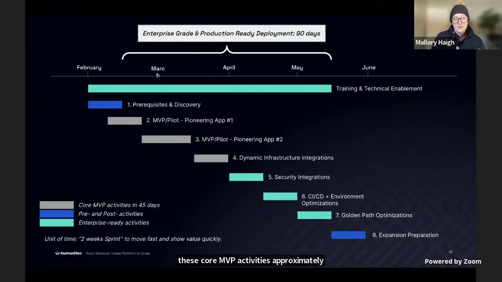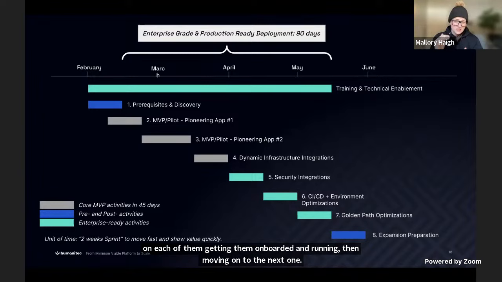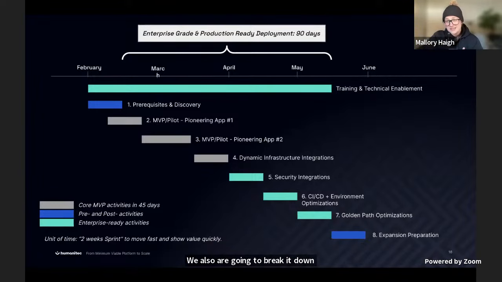So we have the MVP pilot going for two different applications. We're basically spending a few weeks on each of them, getting them onboarded and running, then moving on to the next one. We also are going to break it down into building more advanced components that lead us towards being production ready at enterprise. So we're going to spend a good sprint cycle doing dynamic infrastructure integrations, another doing the security requirements, CI/CD and environment optimizations, and then finally the golden path optimizations once we actually get a good amount of user feedback.